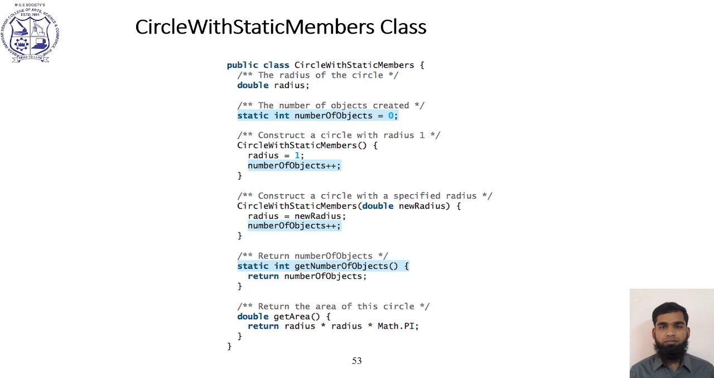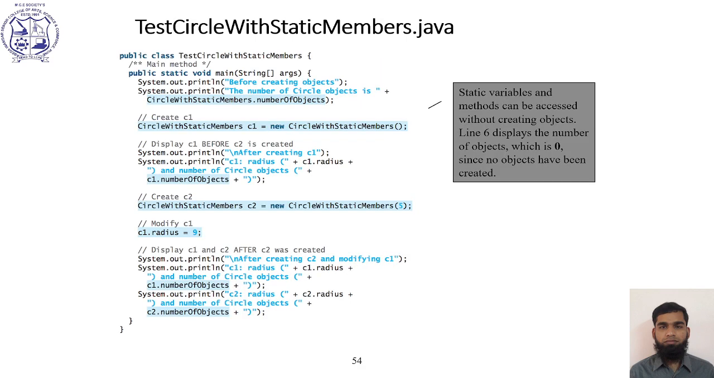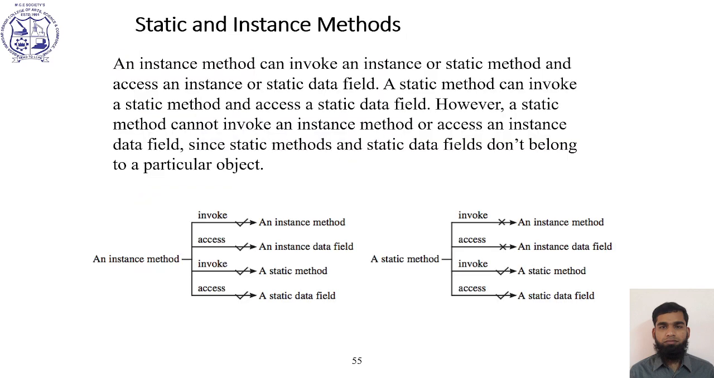There is an example for the Circle class where we are creating the static data members. An instance method can invoke an instance or static method, and access an instance or static data field. A static method can invoke a static method and access a static data field. However, a static method cannot invoke an instance method or access an instance data field, since the static methods and static data fields don't belong to a particular object.